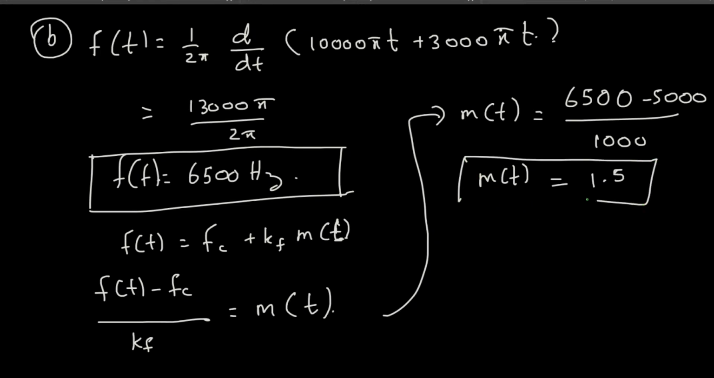And therefore the interval for m(t) is going to be 1.5 when |t| is less than or equal to 1 and 0 in the other areas.